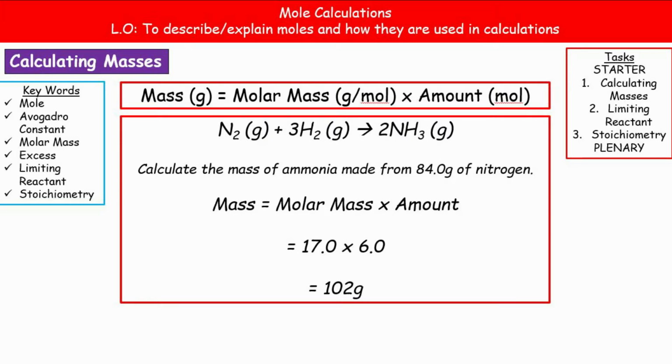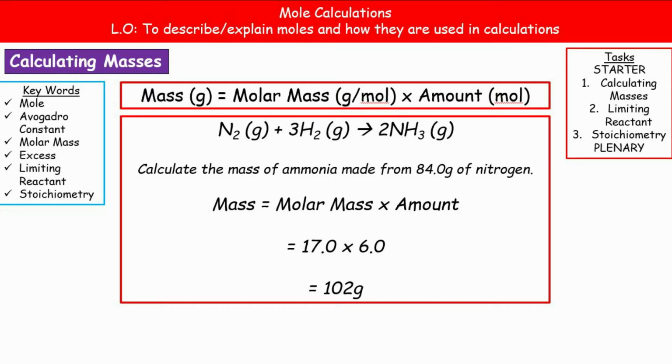What the question actually asks us to do is to calculate the mass of ammonia though. So we go back to our formula at the top. This time we're going to use it as I've written it at the top there. Mass is the molar mass times the amount. So we substitute in the molar mass of ammonia, 17, and we multiply that by the amount in moles, which we just worked out was 6. So 17 times 6 into your calculator, and we get 102 grams. And that's the answer to the question.